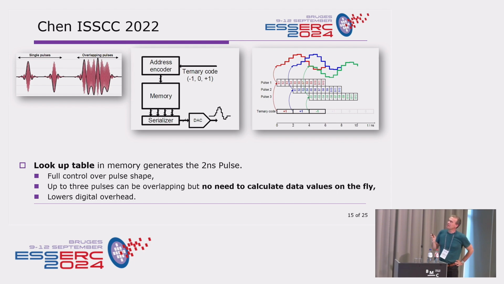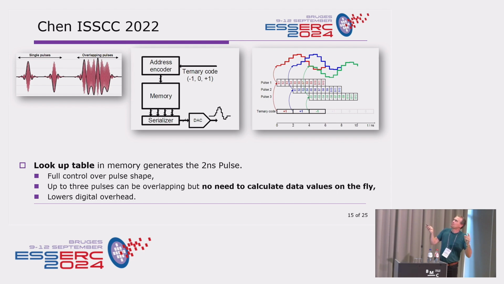So Chen and the team, next year, ISSCC, they said, well, you know, actually, we want to be able to produce multiple overlapping pulses, and that's hard, or at least that requires calculation of the correct values, because in this part of the waveform, I have multiple pulses overlapping. This is hard, and we'd like to eliminate that a little bit. And they say, well, we'll do a lookup table in memory, and then we can generate out of a lookup table the 2 nanosecond pulse.